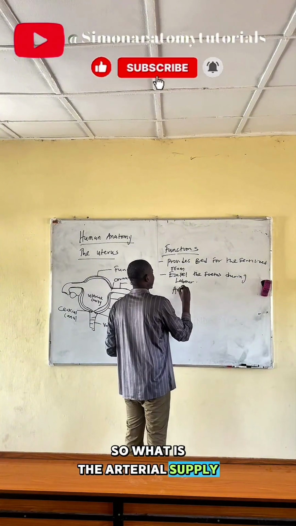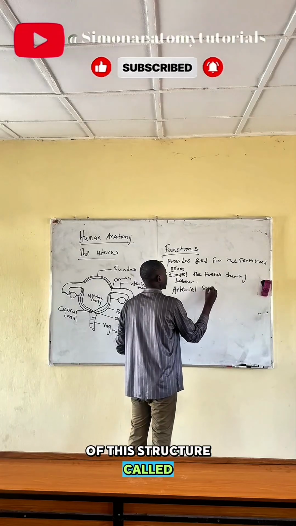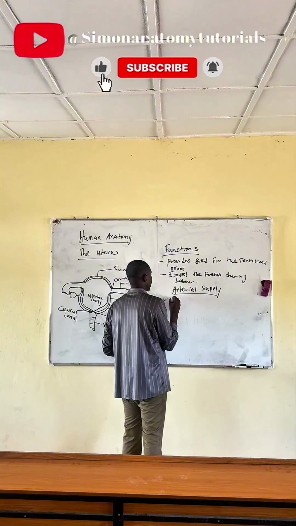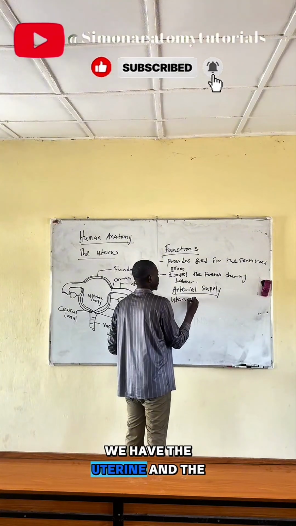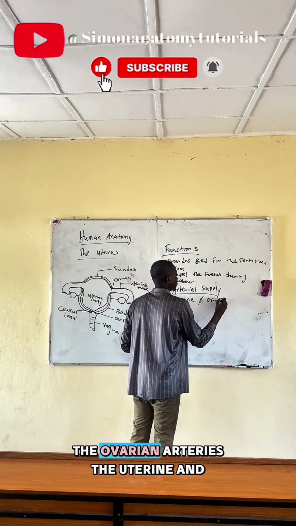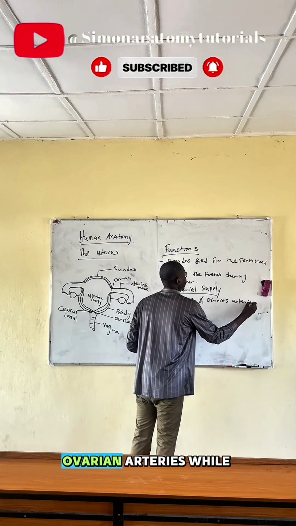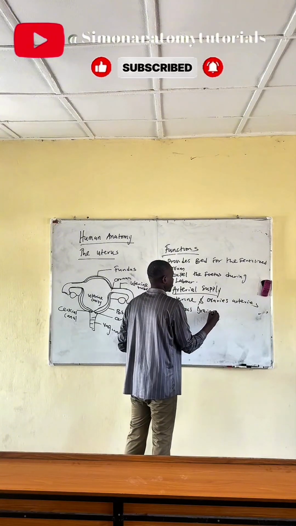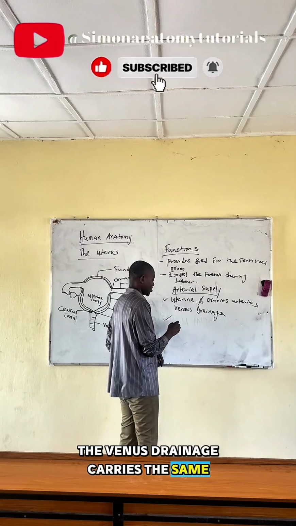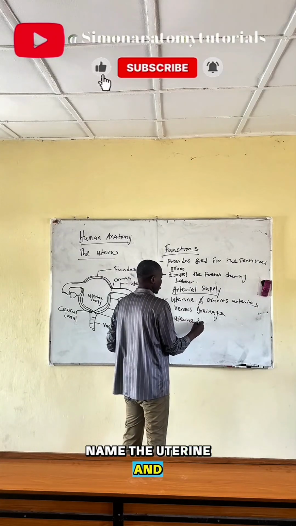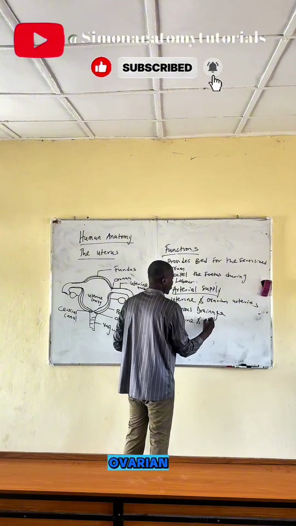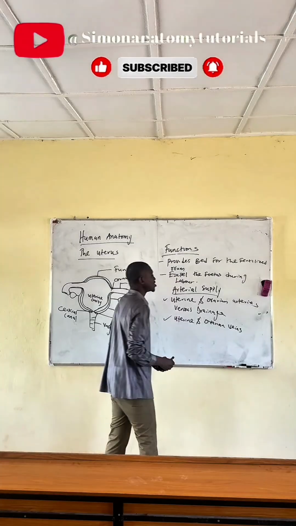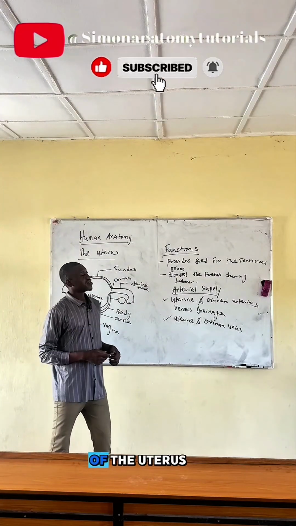So, what is the arterial supply of the uterus? We have the uterine and the what? The ovarian arteries. The uterine and ovarian arteries, while the venous drainage carries the same name. The uterine and ovarian veins. So these are the blood supply of the uterus.